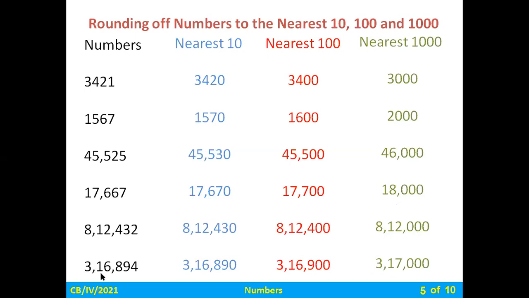Now here 3,16,894. We have to consider 6,894, which lies between 6,000 and 7,000, and it is greater than 6,500. So it got rounded off as 7,000. The remaining higher digits remain the same: 3,17,000. Is this very clear?